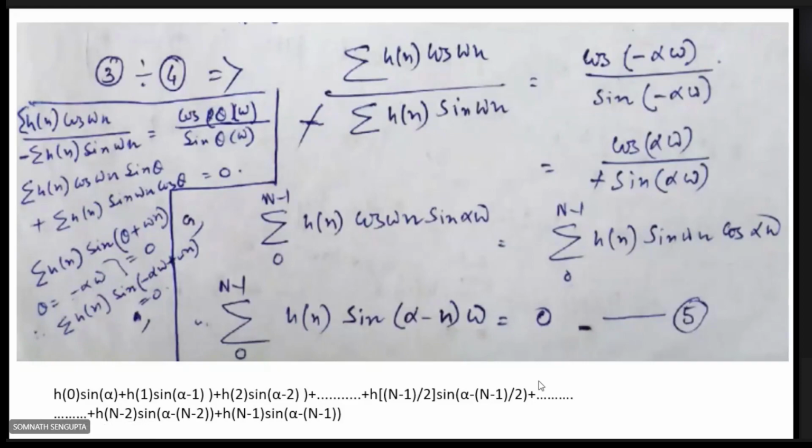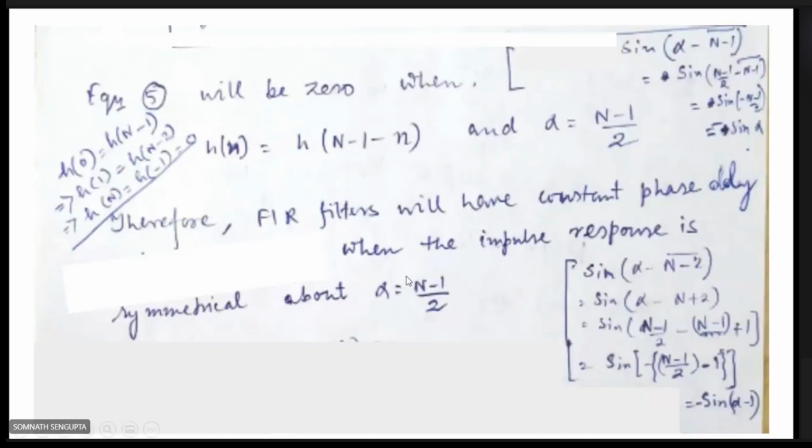That means there are terms like h[n] that range from 0 to N minus 1, and at the same time sine terms are there. So which terms actually make the whole equation 0? That is the important thing. We know that sine of minus theta is equal to minus sine theta.